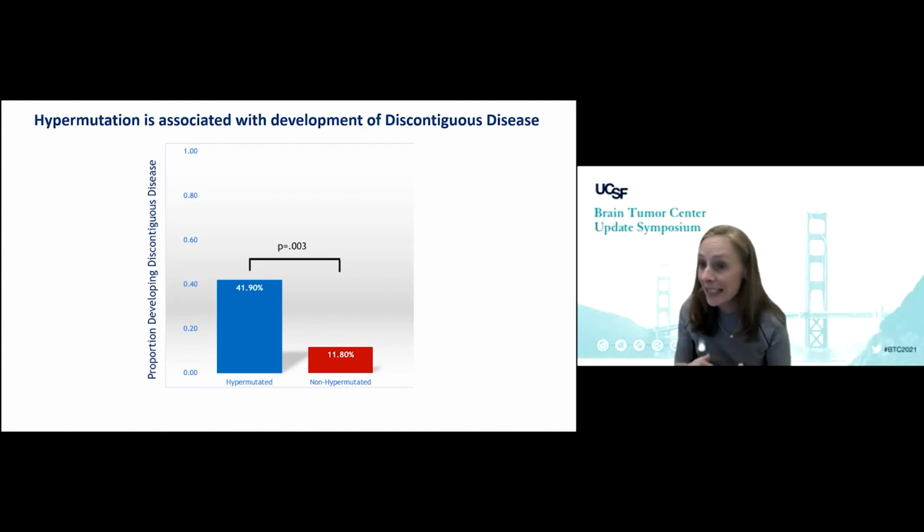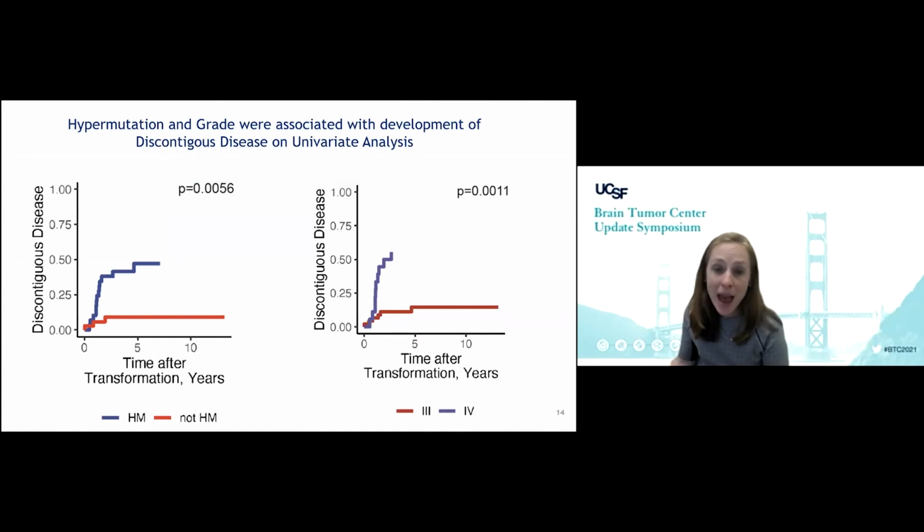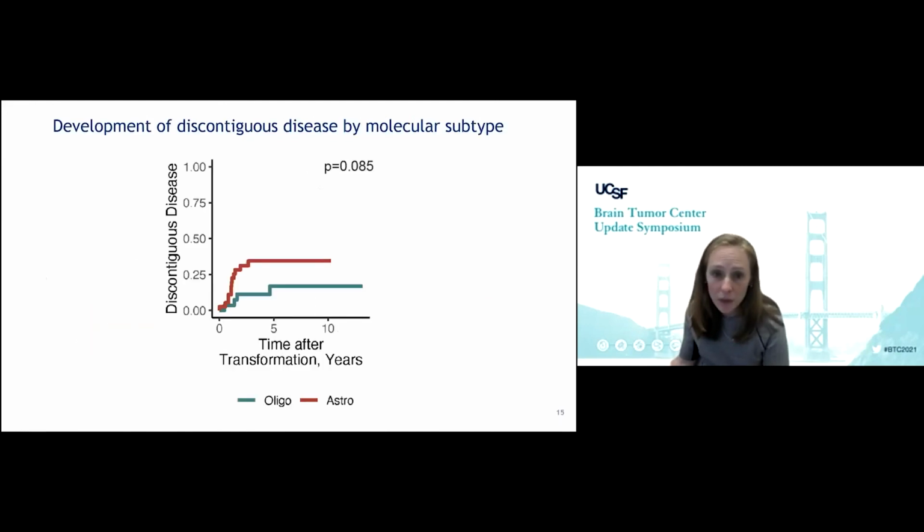So we defined discontiguous disease as tumor at a separate site from where your original tumor was. And we found that this was significantly higher in our patients with hypermutation, happening close to 42% of the time compared to only 12% of the time in non-hypermutated patients. And this was associated with both tumor grade and time to transformation, as well as molecular subtype. There was a trend that this happened more commonly in the astrocytomas compared to the oligos, although that did not reach significance.